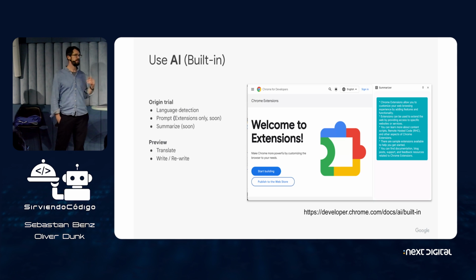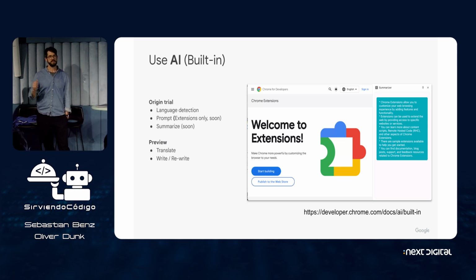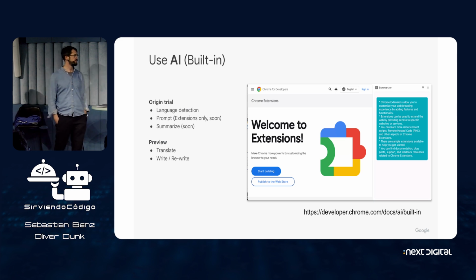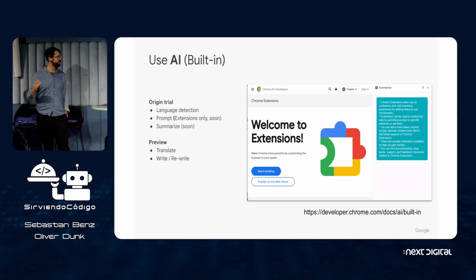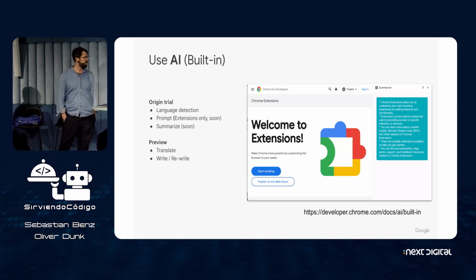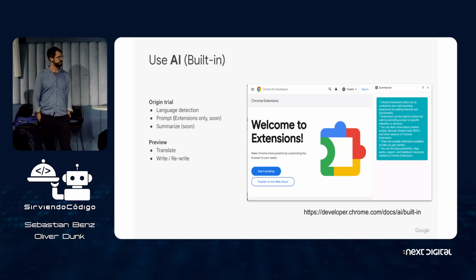And about the prompt API, there's one really interesting bit. This is going to be extensions only for now. So basically, you will only be able to use the origin trial when using the API directly from an extension. And the other ones, the write and the rewrite and the translate APIs, are for now going to be staying in the preview because we need to spend a little bit more time working on them.